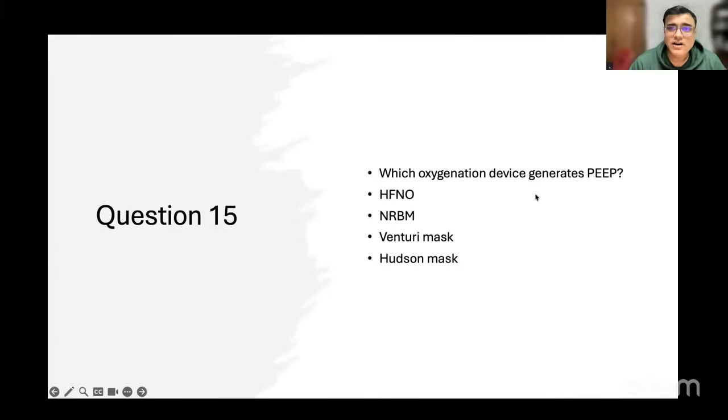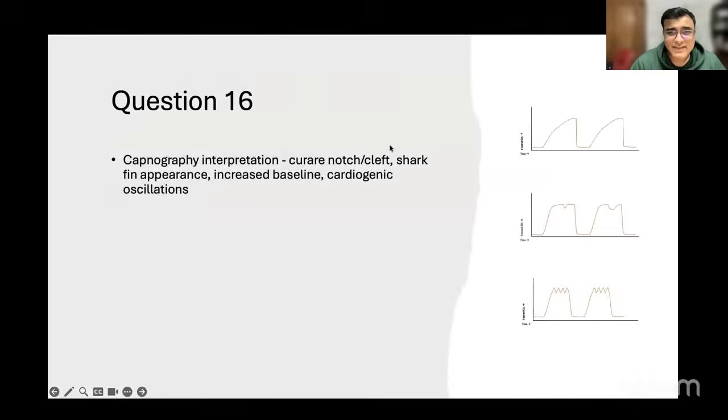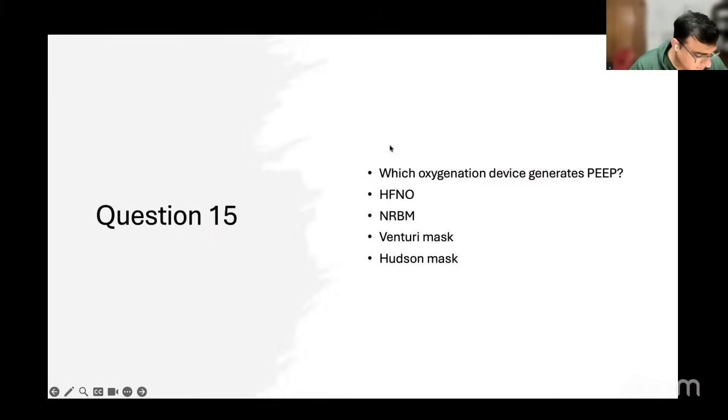Question 15. Which oxygenation device generates PEEP? Multiple oxygenation devices were given there, and obviously HFNC or HFNO, high flow nasal cannula or high flow nasal oxygenation, becomes the correct answer, because with the mouth closed it generates a PEEP of around 3 to 5 centimeters of water. None of the other oxygenation devices like NRBM, Venturi or Hudson mask are known to generate PEEP. So the correct answer would have been HFNC.